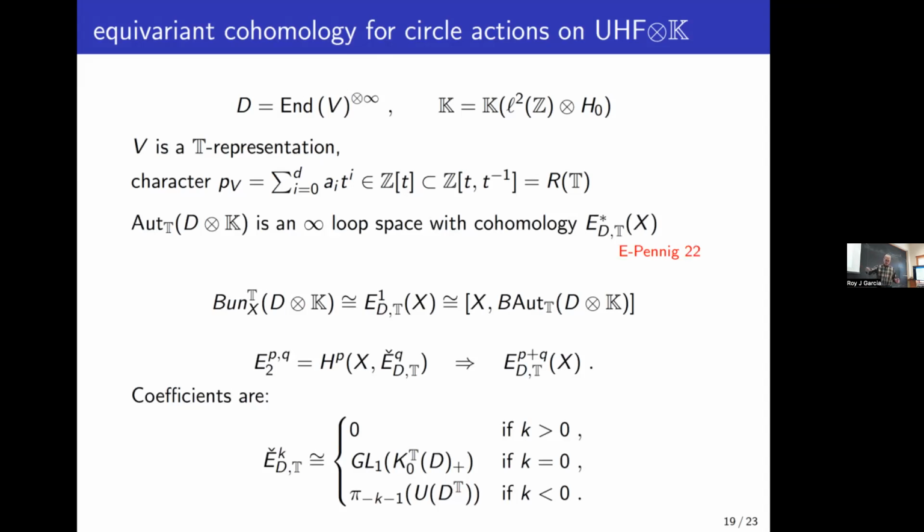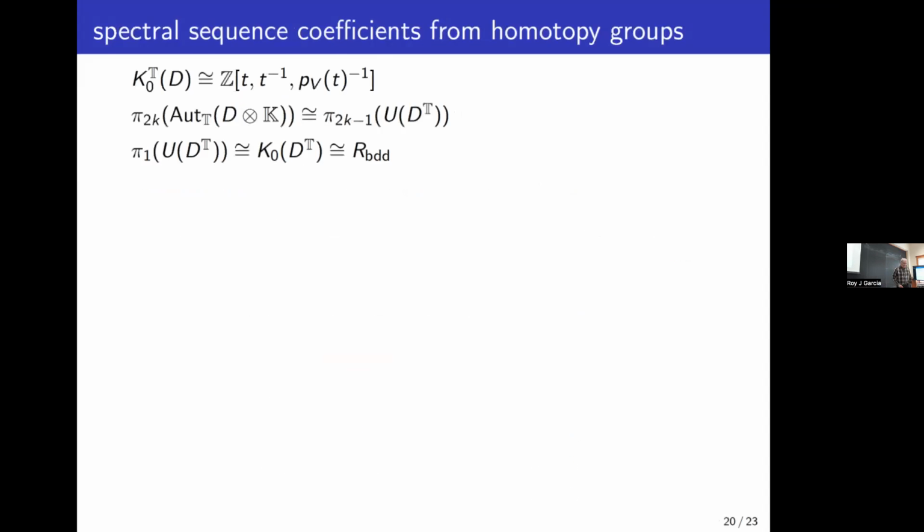D is an infinite dimensional matrix algebra. T is an action which leaves invariant all the finite dimensional subalgebras. So this algebra here is an inductive limit of finite dimensional algebras, so it's easily understood. So the K-theory of this circle action on D is Z of t, t inverse.